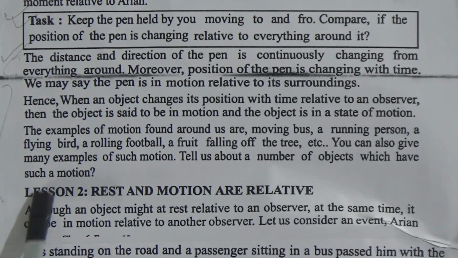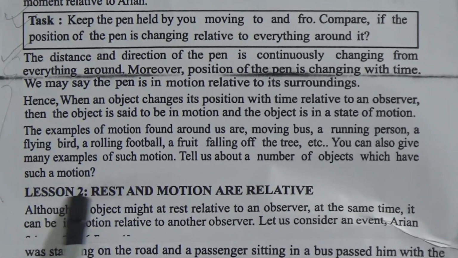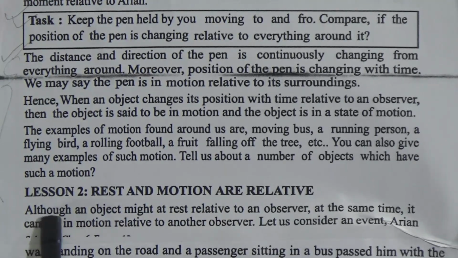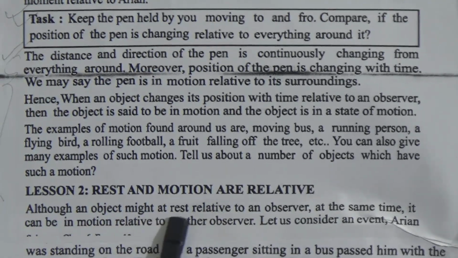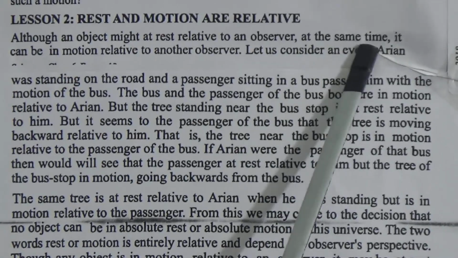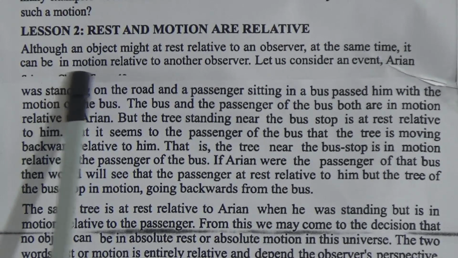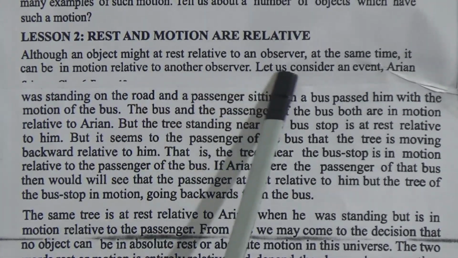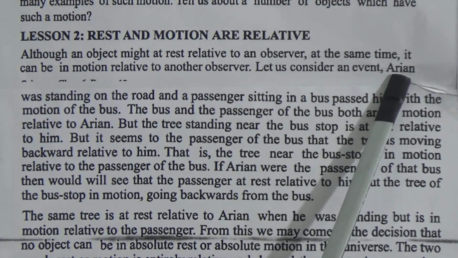Now we will go to our next lesson. The name of the lesson is rest and motion are relative. Although an object might be at rest relative to an observer, at the same time it can be in motion relative to another observer. Let us consider an event.